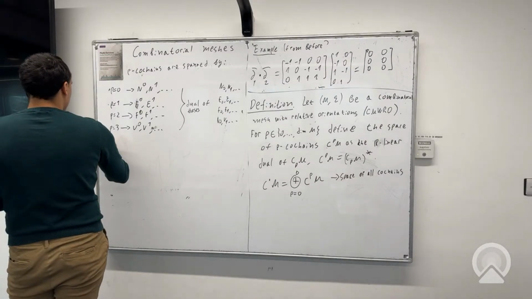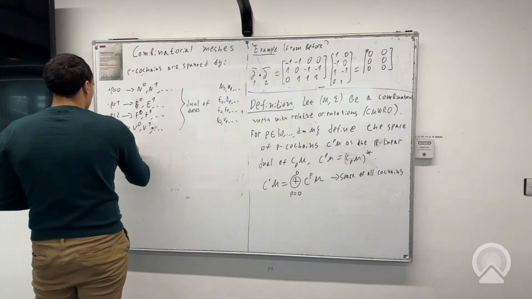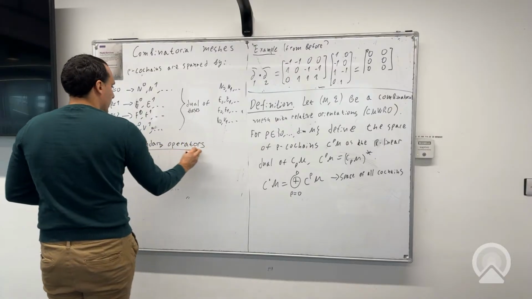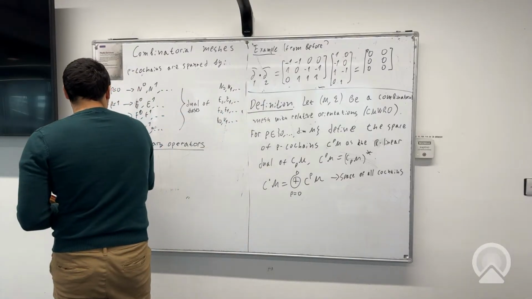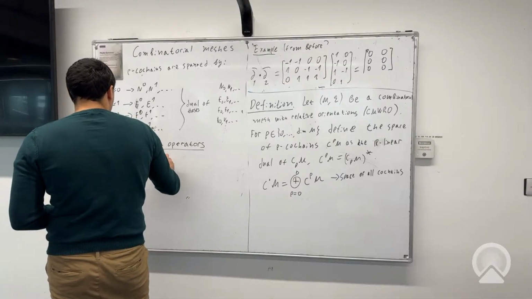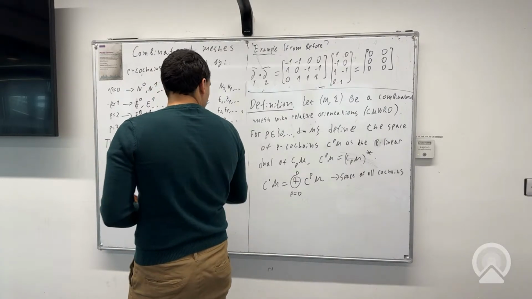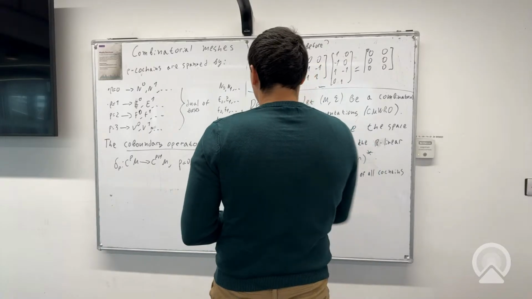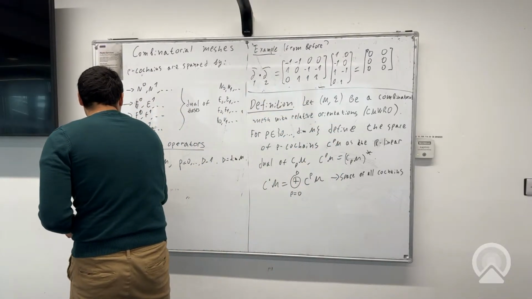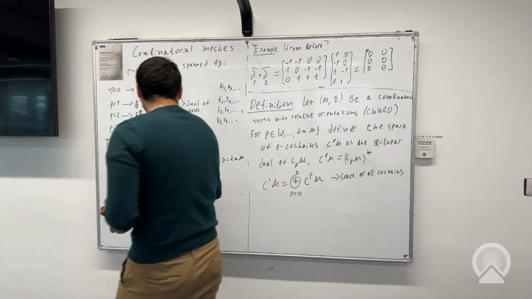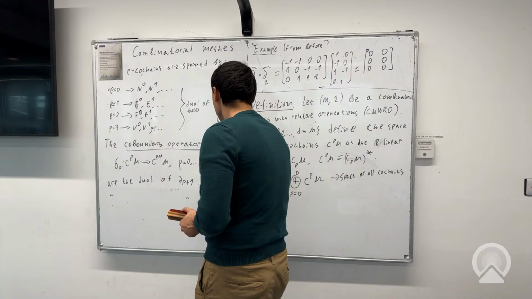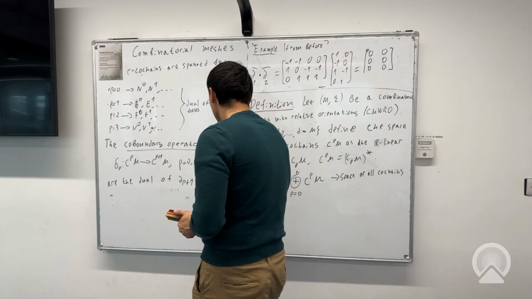The coboundary operators delta_p from C^p(M) to C^{p+1}(M), where p is from 0 to d minus 1, and here d is the dimension of M, of course, are the dual of d_{p+1}. So delta_p is the dual of d_{p+1}.